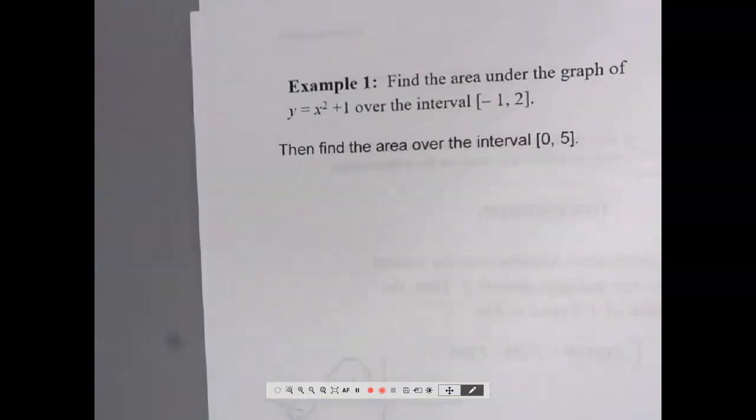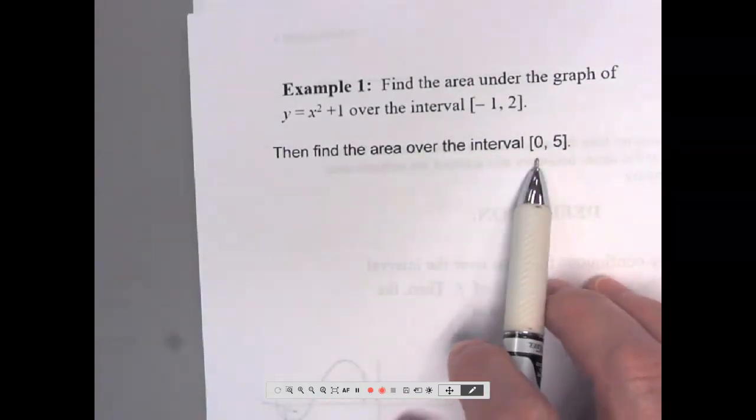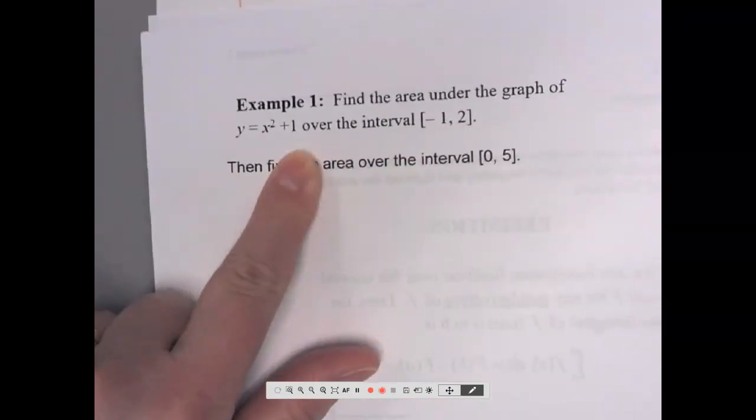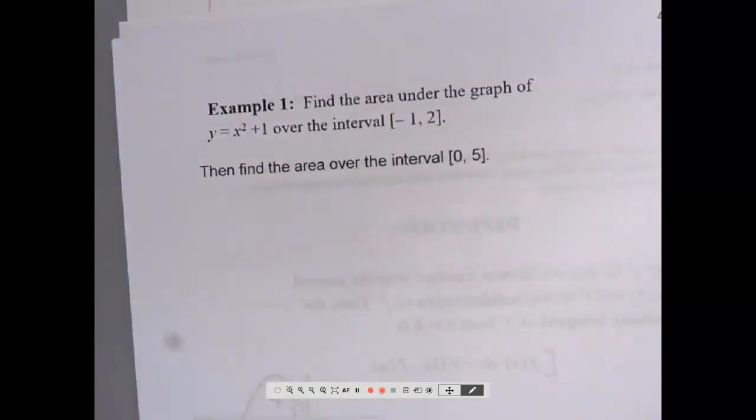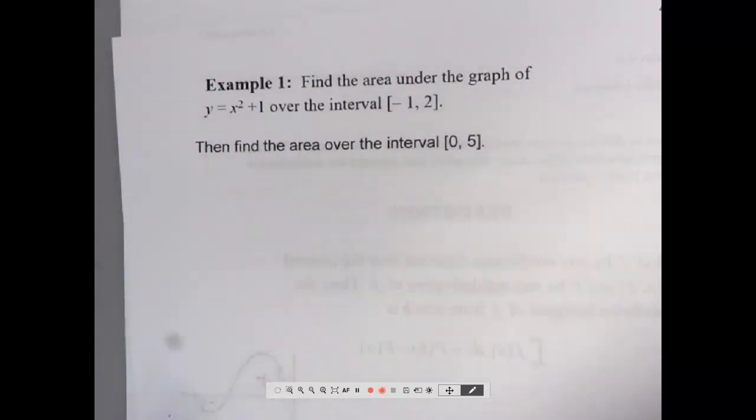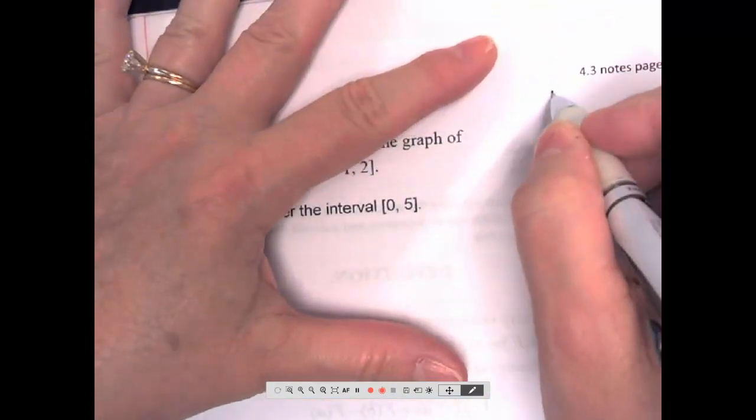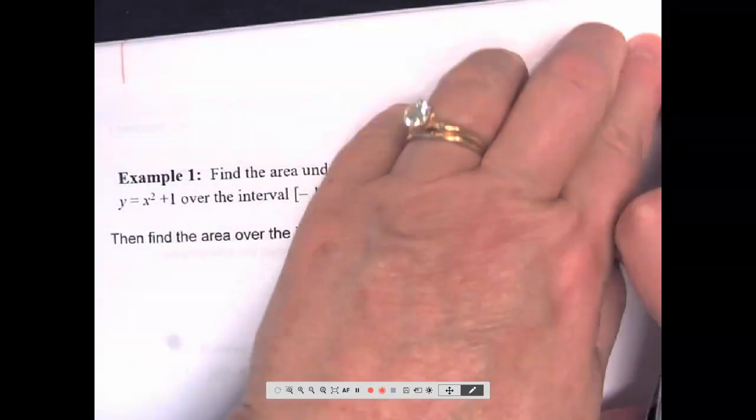All right, find the area under the curve of y equals x squared plus 1 over the interval -1 to 2, then find the area over the interval 0 to 5. Okay, so start with your function. What does this function look like? Parabola that has been what? Shifted up 1. Okay, so let's draw a little sketch. I'm going to draw my picture up here. Now this graph has nothing below the x-axis, so I don't need to worry about this negative area and positive area here.